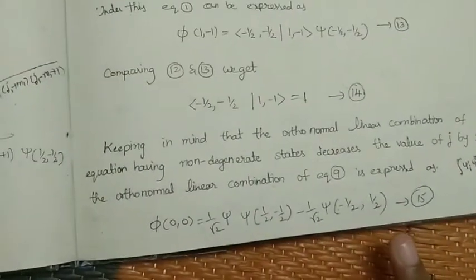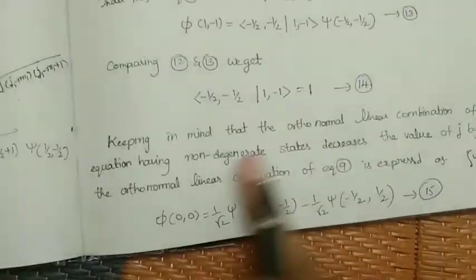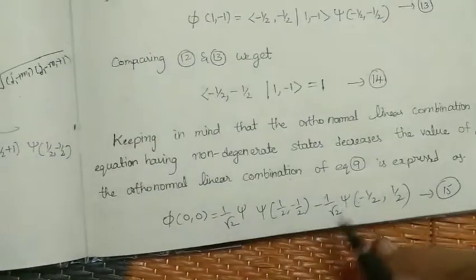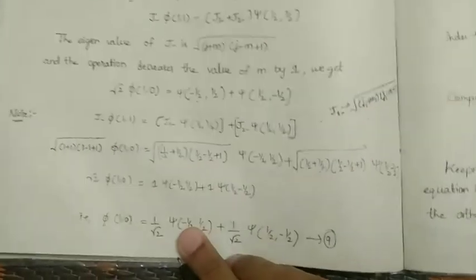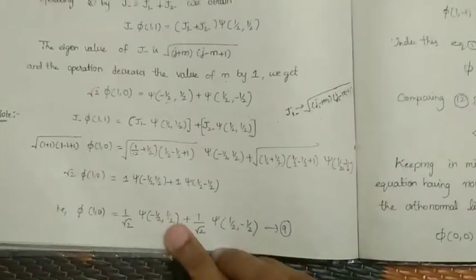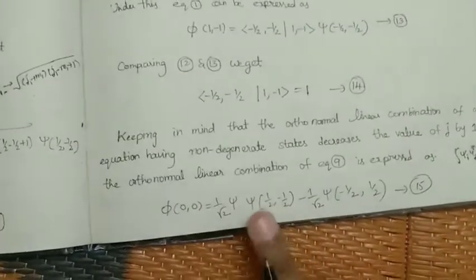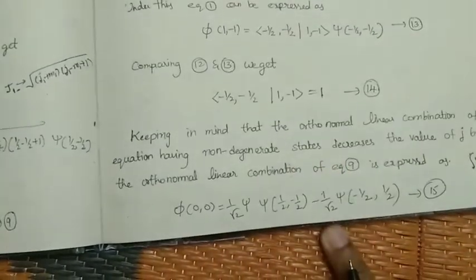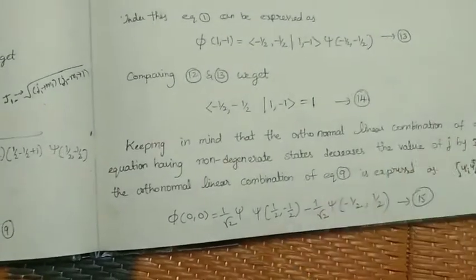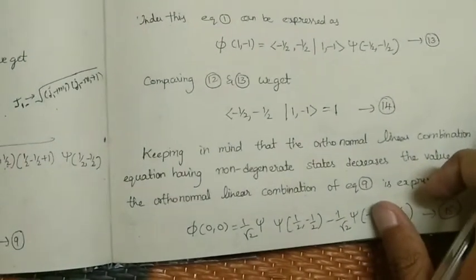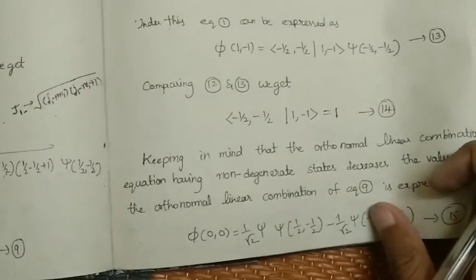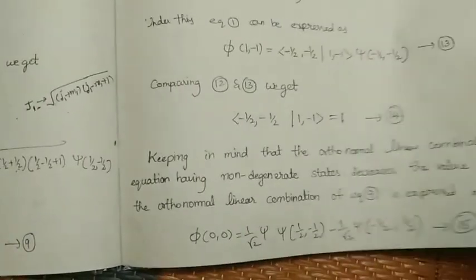So in order to satisfy this condition, this function multiplied with this function should give 0. In such a manner we are designing the coefficients here. Actually the wave functions are the same, minus half comma half and half comma minus half. The only thing we are changing is the coefficients. So we need to design them in such a manner that the product equals 0.